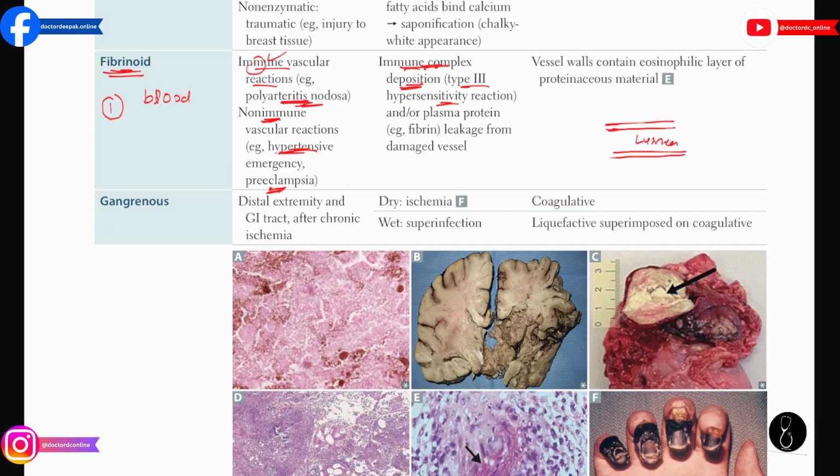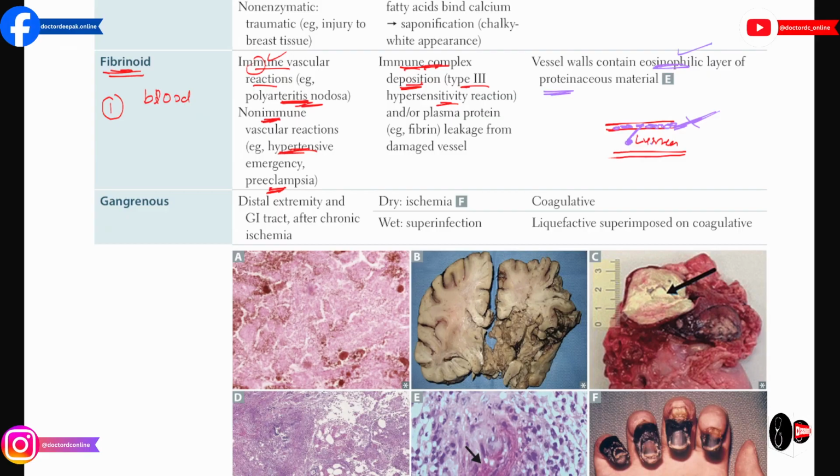When this vessel wall becomes damaged, protein goes from the lumen toward the vessel wall. When the protein gets deposited in this vessel wall, it looks eosinophilic under the microscope. Why? Because of this protein, because of this fibrin. Fibrin is basically a proteinaceous material. When it gets deposited in the vessel wall, it looks eosinophilic under the histological microscope. So that is about fibrinoid necrosis.